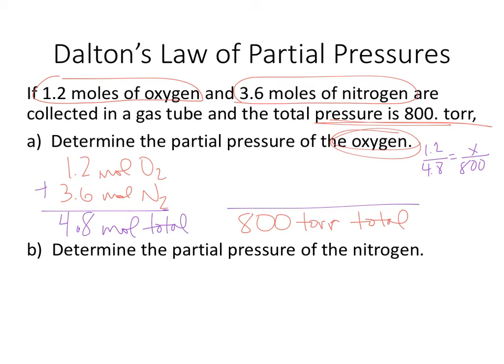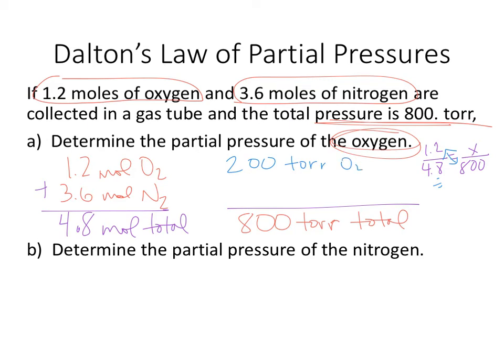Let's pull up my little calculator here. Multiply the numbers that are across from each other and divide by what's left. That's 1.2 times 800 divided by 4.8 is equal to 200 torr for the oxygen.